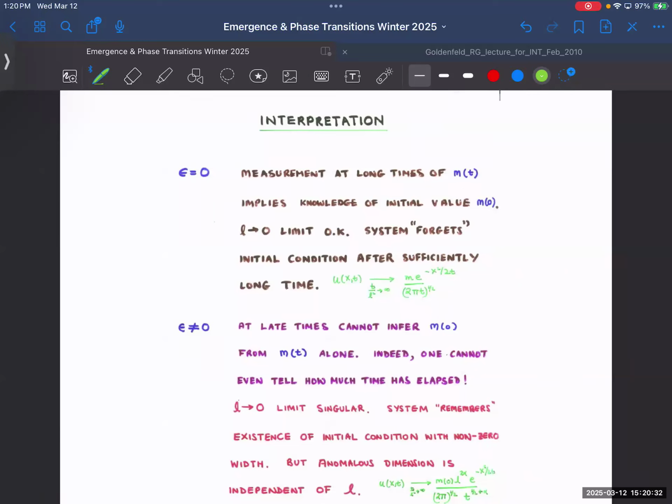So let's recap. For epsilon equal to 0, if I have my diffusing stuff, I measure it at long times. Epsilon equals 0 means I have a conservation law. So if I measure m of t at long times, I can infer the mass of the initial distribution. And I can take the L goes to 0 limit, okay, the system forgets the initial condition after sufficiently long time. So that's what we saw for the regular diffusion equation.